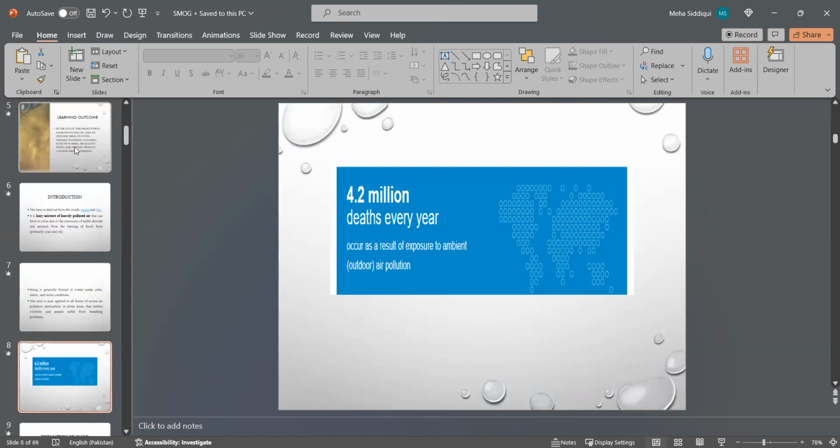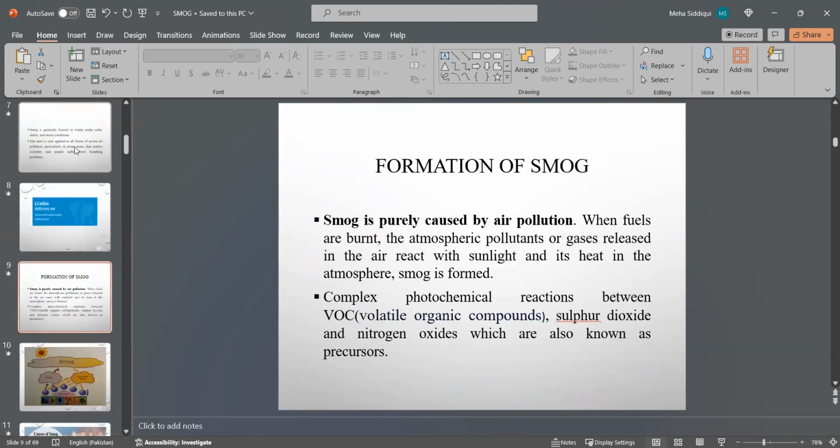According to WHO stats, 4.2 million deaths occur every year as a result of exposure to ambient outdoor air pollution. How is it formed? It is purely caused by air pollution. When fuels are burnt, atmospheric pollutants or gases released in the air react with sunlight and its heat in the atmosphere. Smog is formed through complex photochemical reactions between volatile organic compounds, sulfur dioxide, and nitrogen oxides, which are also known as precursors.